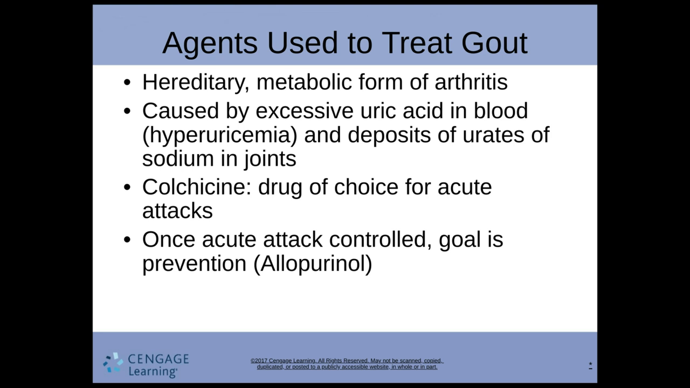Colchicine is a drug of choice for acute attacks, and that's a great anti-inflammatory, right? So once the acute attack is controlled, the goal is prevention, which a lot of people are on allopurinol for if they have gout attacks. Colchicine. Yep, that's how you say it.